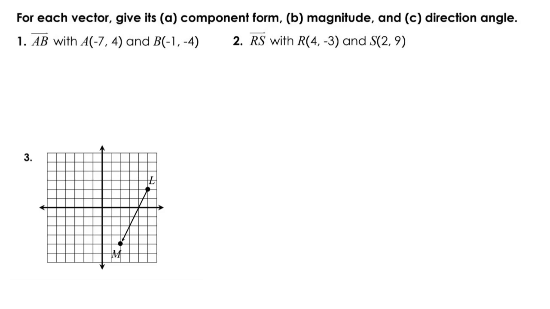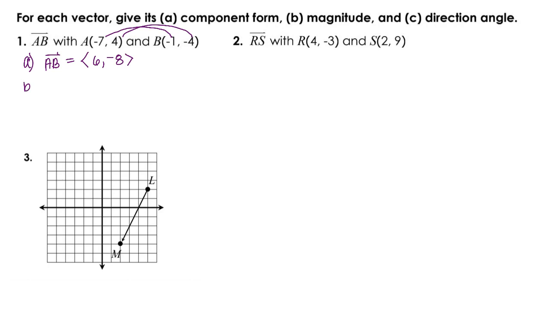So our component form for this vector AB is going to be equal to, and remember that's the difference of your x's, so -1 minus a -7, so that's going to give you 6. And then -4 minus a 4, that's going to give me -8.